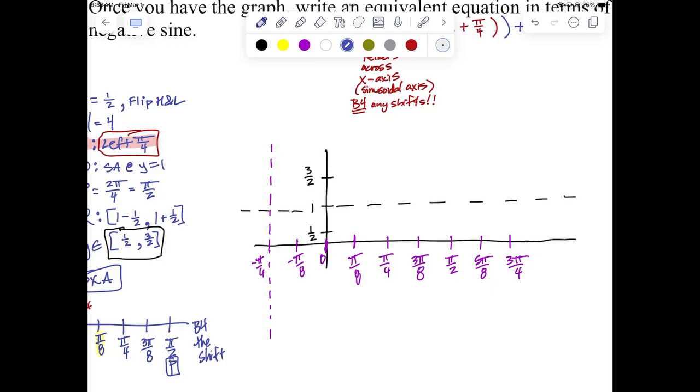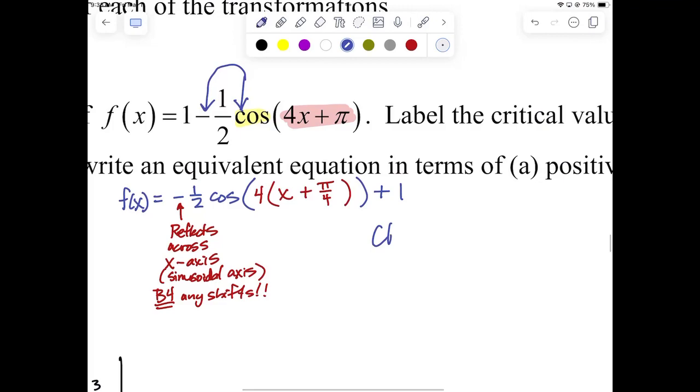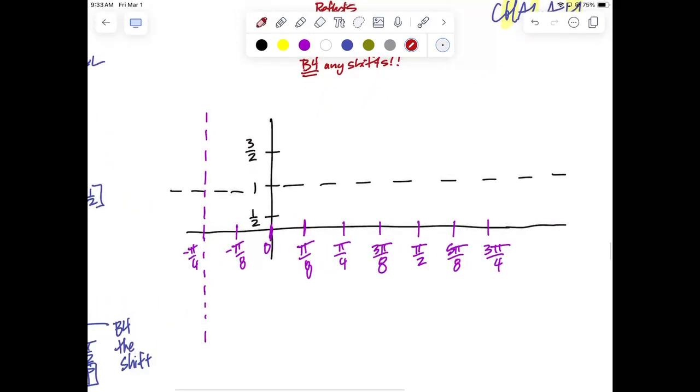We got our new x and y axis. This function was a what? It was a cosine, but it was also a negative cosine. All right. Now cosine, remember, was Chala, but because it's negative, my highs and lows flip. So instead of starting at a high point, I have to start where? I got to start at a low point. So I'm going to start at a low point right here.